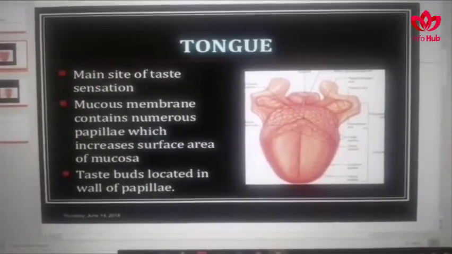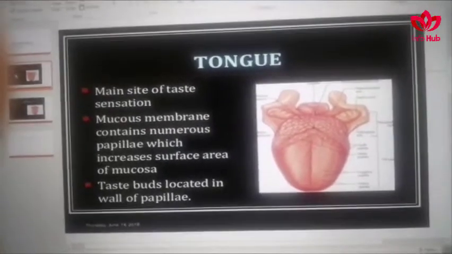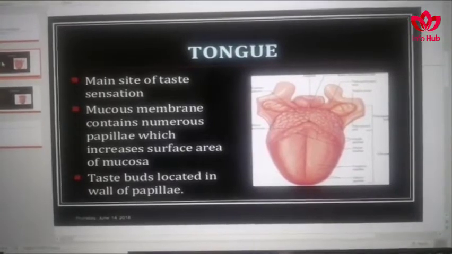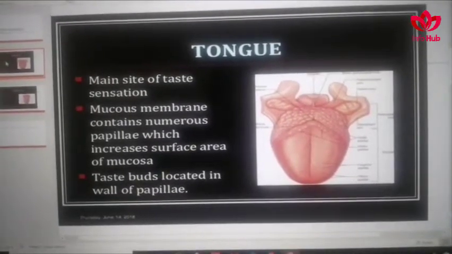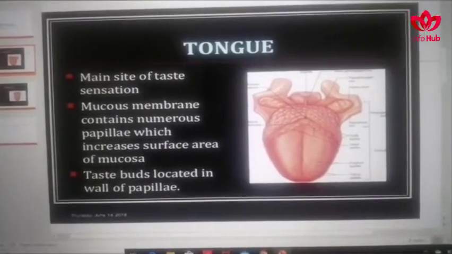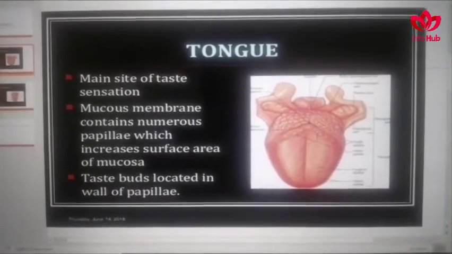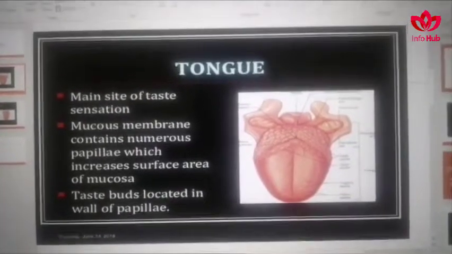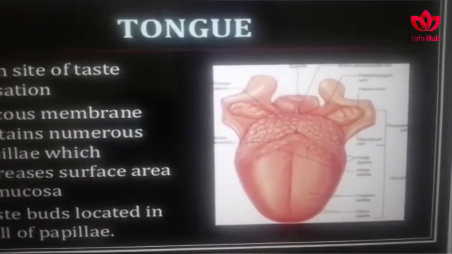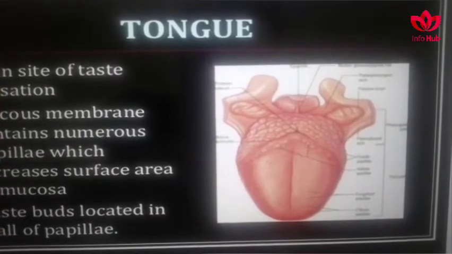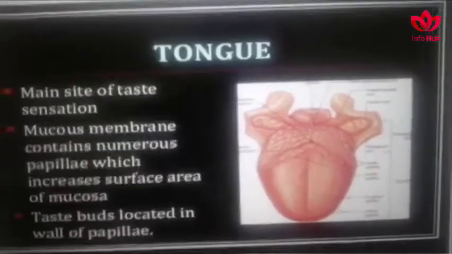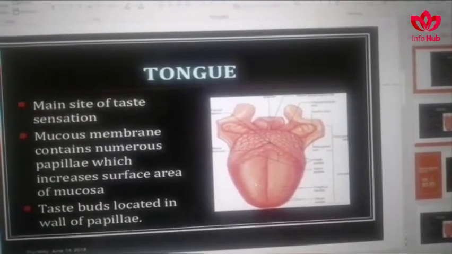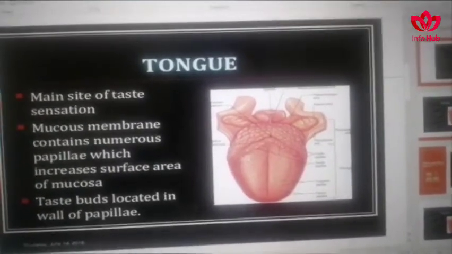So as you all very well know, the tongue is the main site of taste sensation. You can see the mucous membrane contains numerous papillae which increase the surface area of the mucosa, and you all know you have taste buds which are localized in papilla. So you can see the structure of the tongue. You have anterior 2/3 and posterior 1/3. As you can see, I'll move the cursor. You can see the anterior 2/3 is up to here.